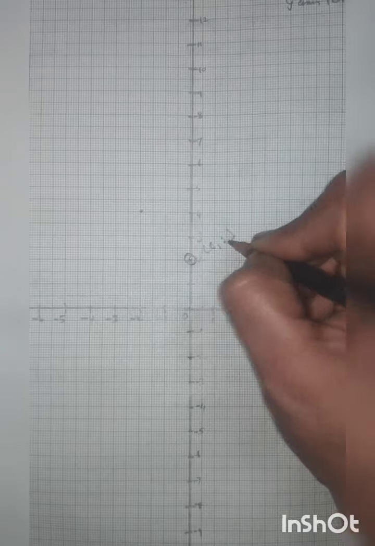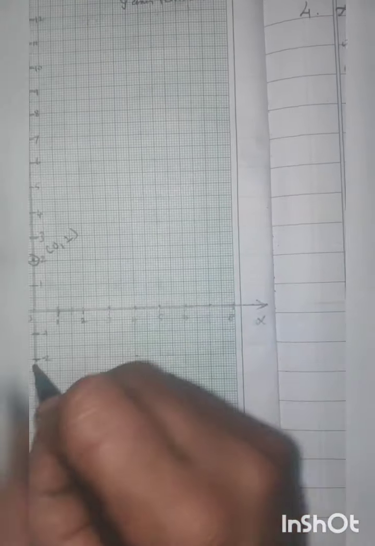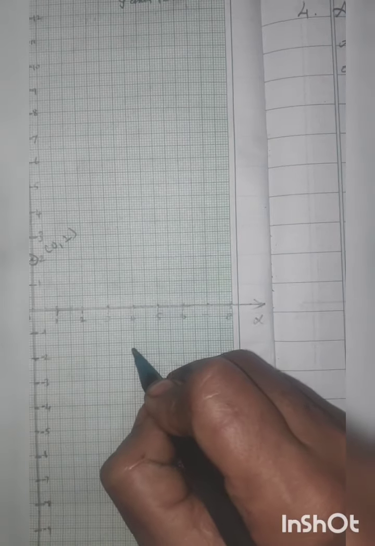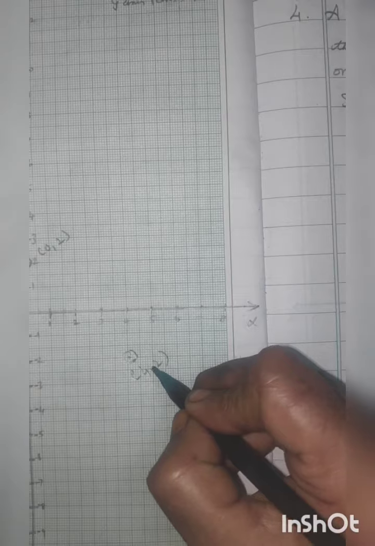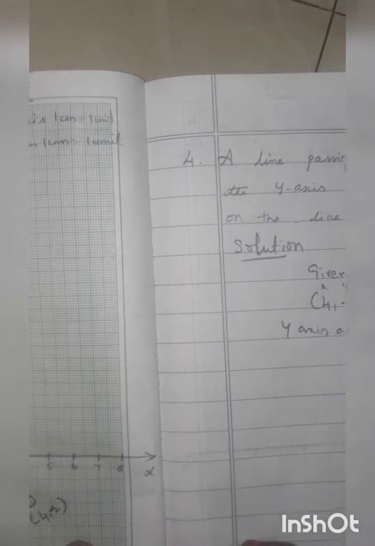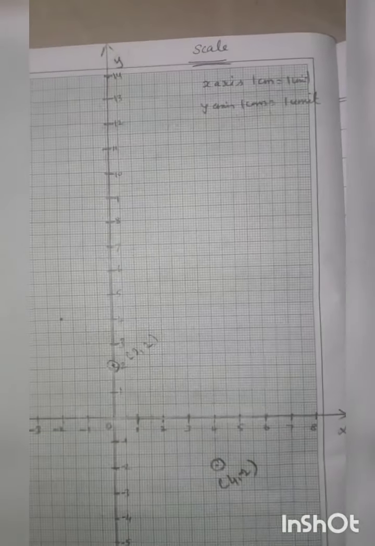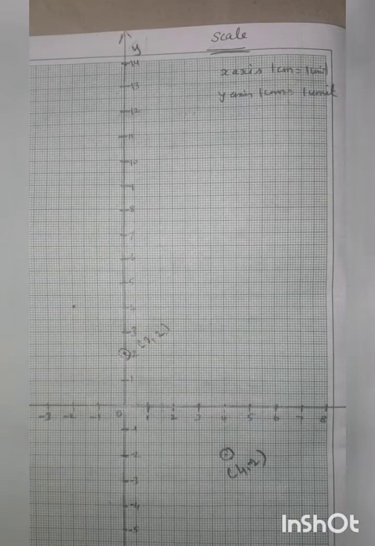(0, 2). Given point (4, -2). What is the question? A line passing through (4, -2) and intersecting the y-axis at (0, 2). So this line is passing through these points, where do they meet? See there.